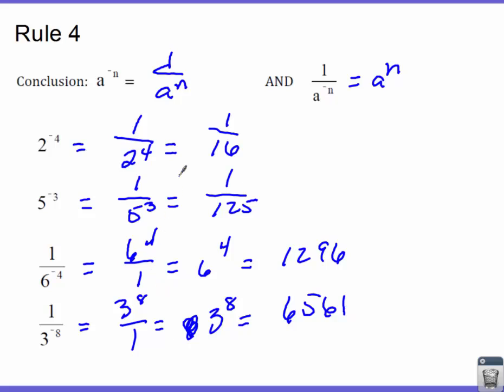Okay, so anytime you have the negative exponent, it's going to be the reciprocal function. So it's going to flip things. So if it's in the numerator, it's going to flip it to the denominator. If it's in the denominator, it's going to flip it to the numerator. And that's the toughest rule to remember how to do. Okay? The rest of these, you could fake your way out of it, but these you can't.